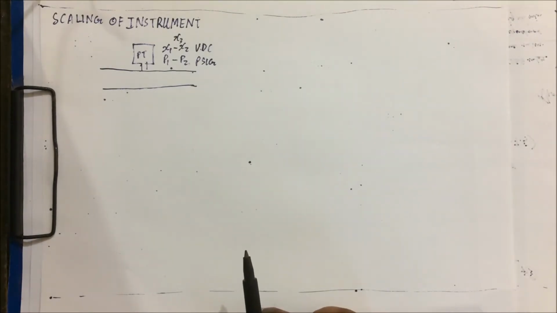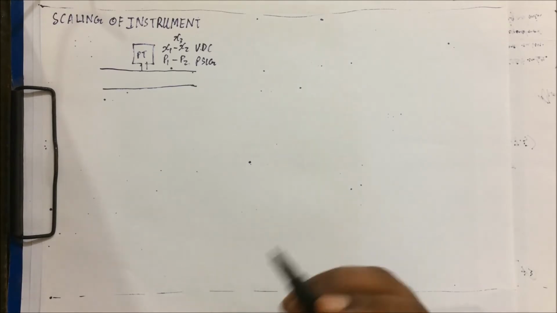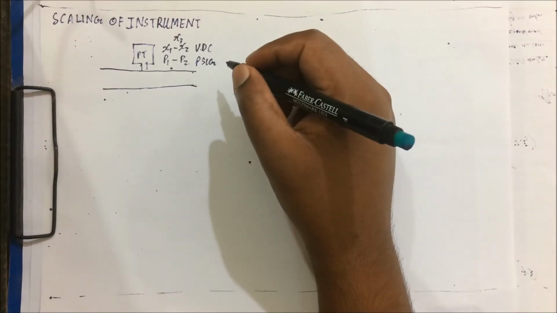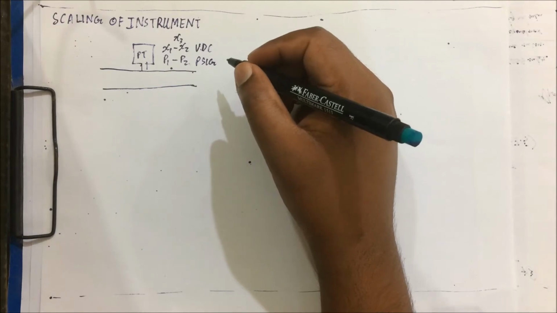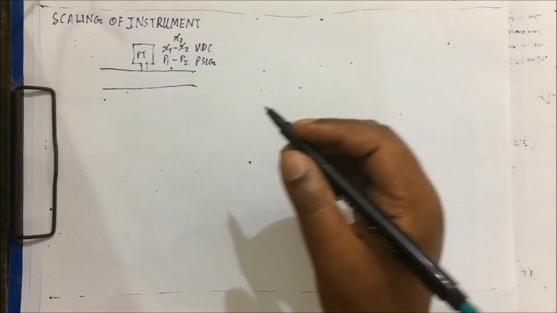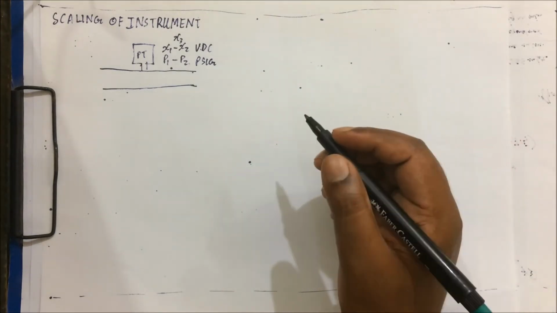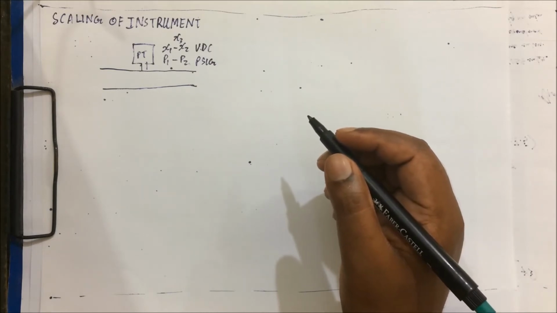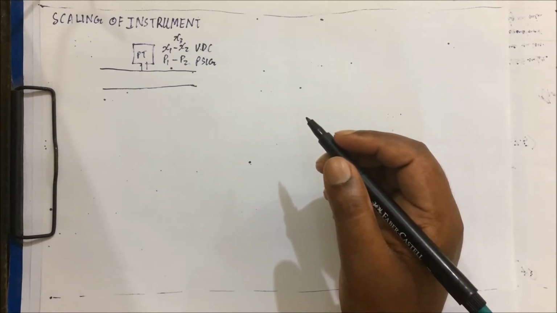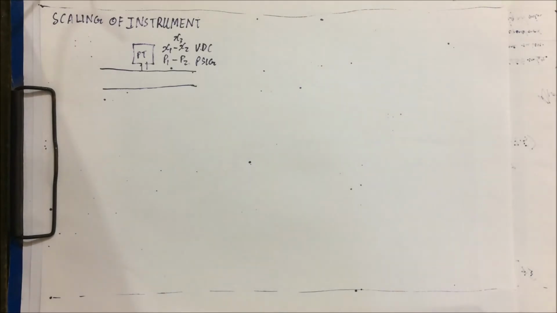In the industry, you always have instrumentation which varies their signal from either 4 to 20 milliamps or 1 to 5 volts, like that. But how to scale that? That is what we are gonna see here. Please note that in this video we will only deal with linear instruments.